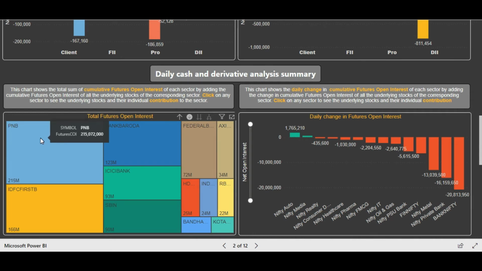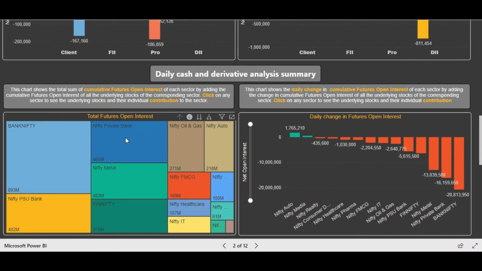You can see the major portion is of PNB. The highest open interest as of now is of PNB, then IDFC First Bank, Bank of Baroda, ICICI, SBI. Like this, the biggest box represents the symbol or the stock which has the highest open interest. You can see Kotak has the smallest open interest. In this way you can do the drill down analysis. If you press the up button again, you will go up, and then you can select any other sector also.